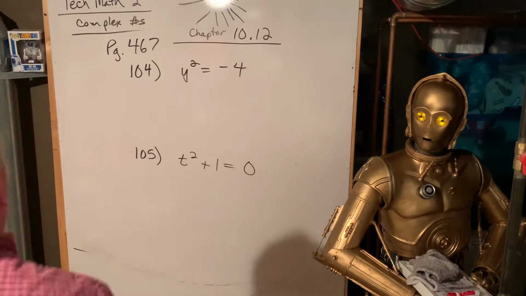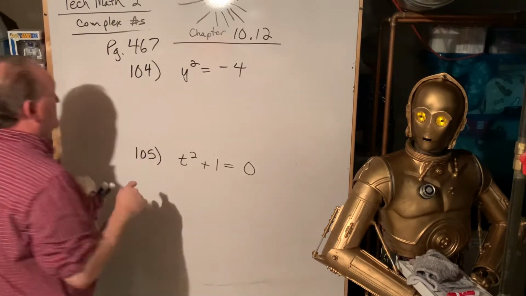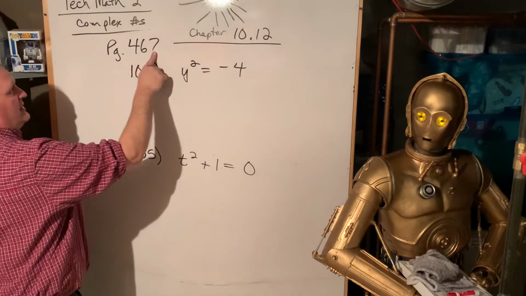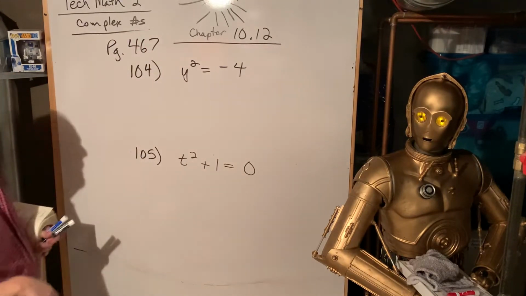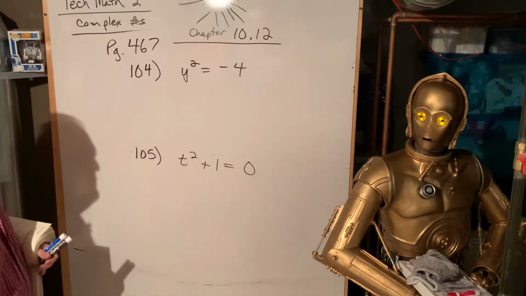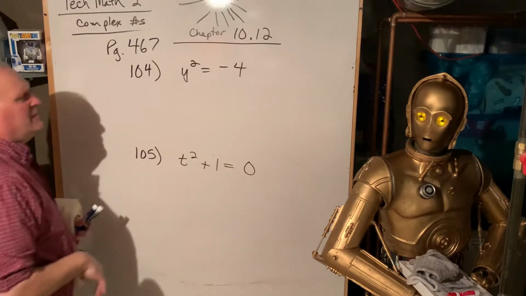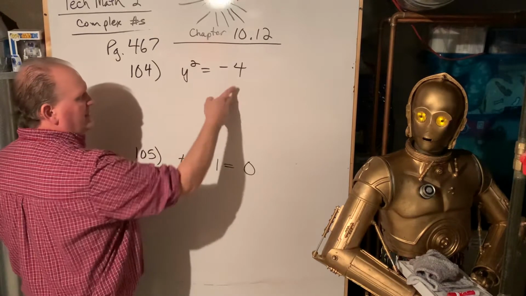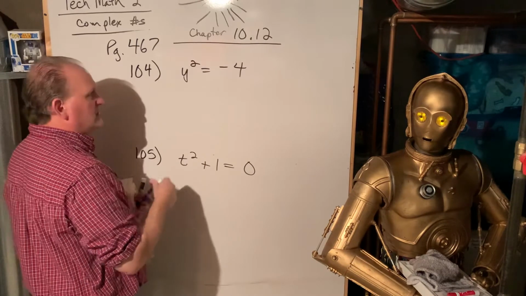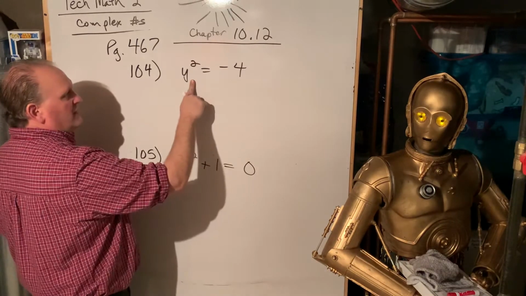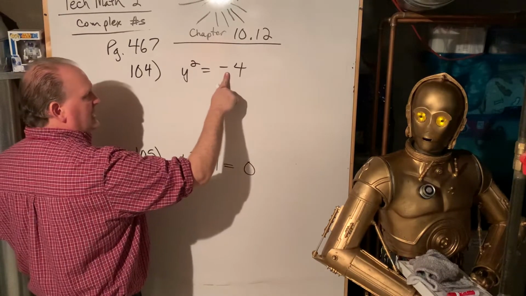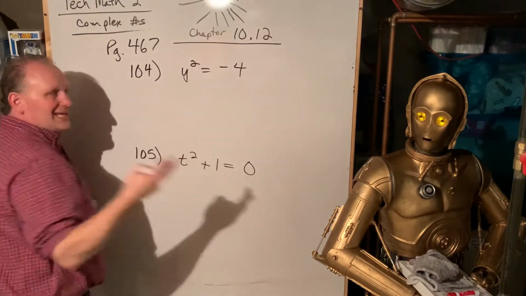Okay, we're looking at Tech Math 2 out of the Red Book, page 467, complex numbers. 10.12, this is going to be a real short video. We're just looking at having imaginary answers. So look, in algebra, when we have y squared equals -4, remember, it's a second degree equation.